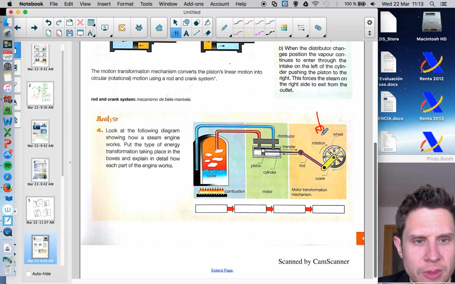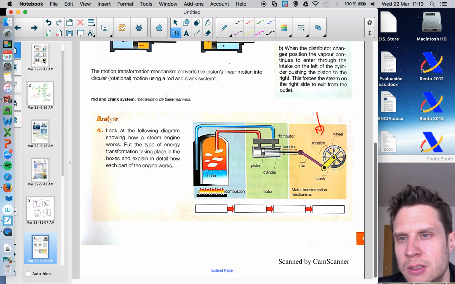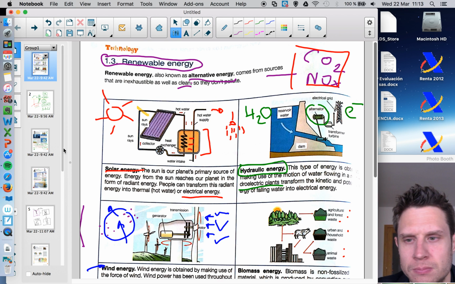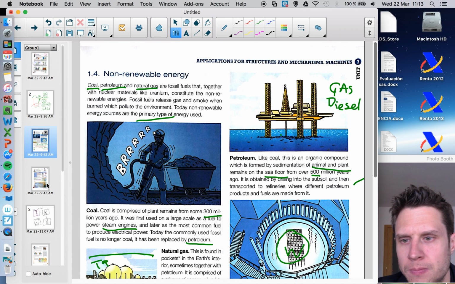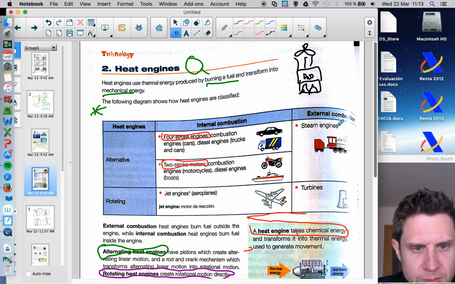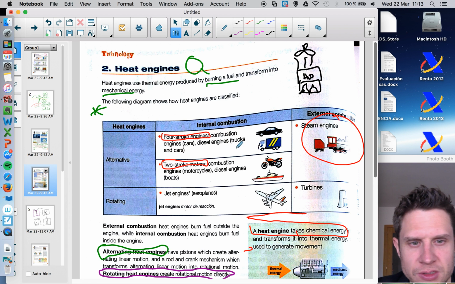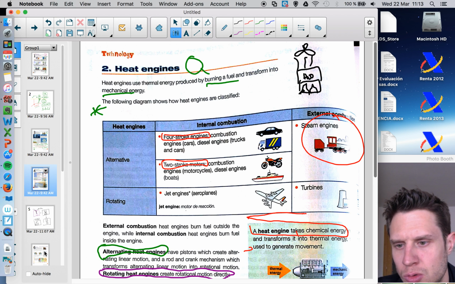Do you remember the train? Yes, these ones. Yeah, the train. These are steam engines. Good.